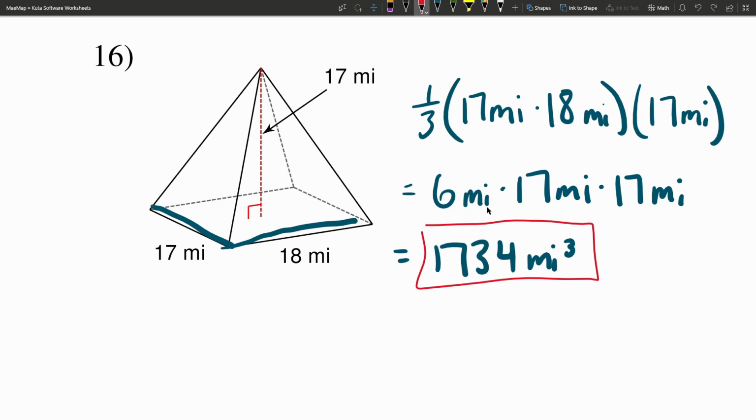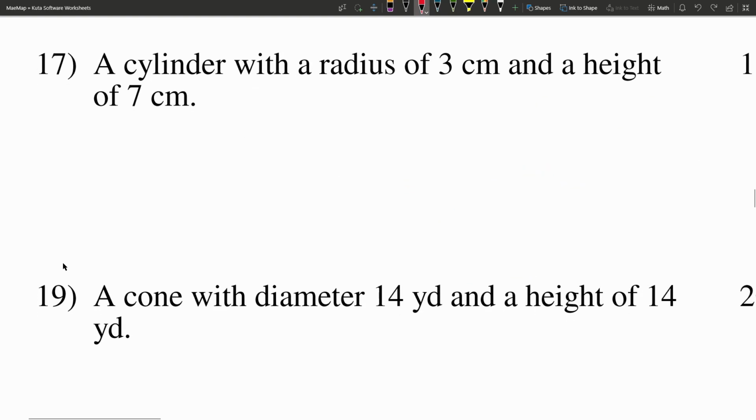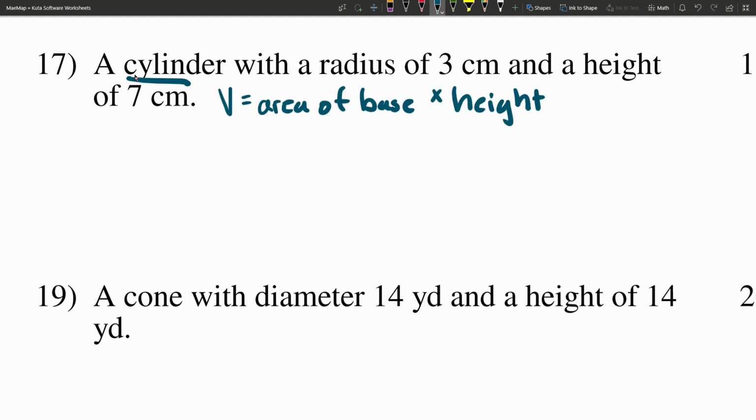For now, let's move on to number 17. Now in number 17, we no longer have our figure, but we're told exactly what it is. It's a cylinder. How do we calculate the volume of a cylinder? That's going to be the area of the base times the height, where, remember, the area is going to involve a circle, and it gives us our radius. So we just need to fill everything in.